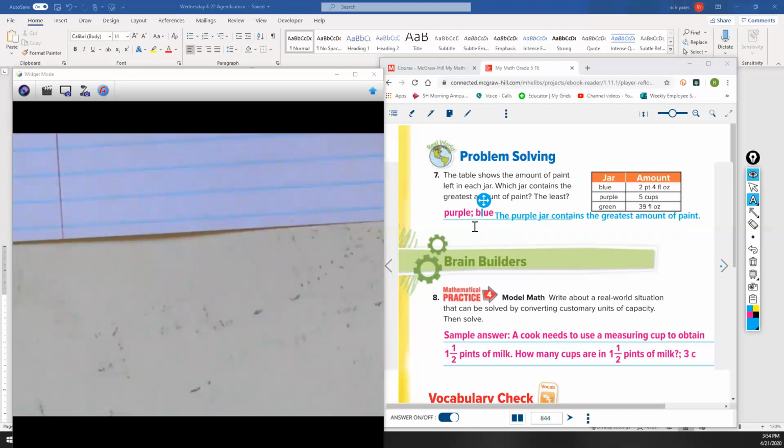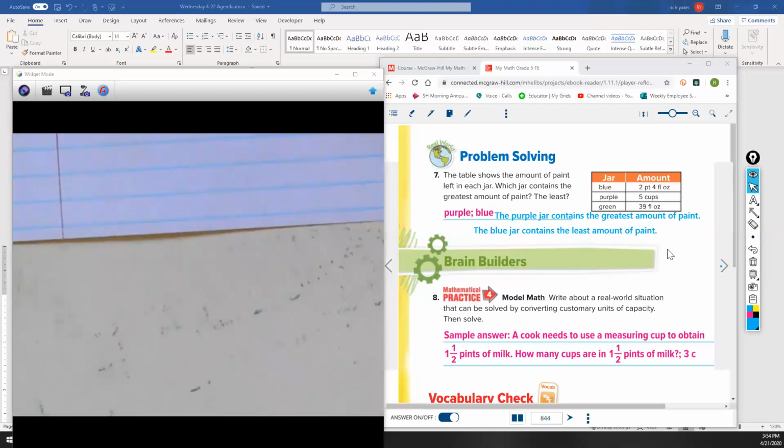The second answer sentence is about the least. So I would say that the blue jar contains the least amount of paint. Make sure you use those as answer sentences like that, using the words greatest and least in there. I really like seeing answer sentences. It helps me to know that you're fully engaged in understanding what the question's about. So good job if you did that, boys and girls.